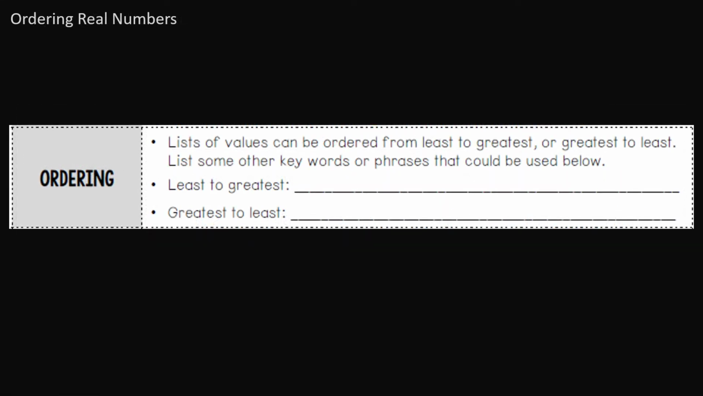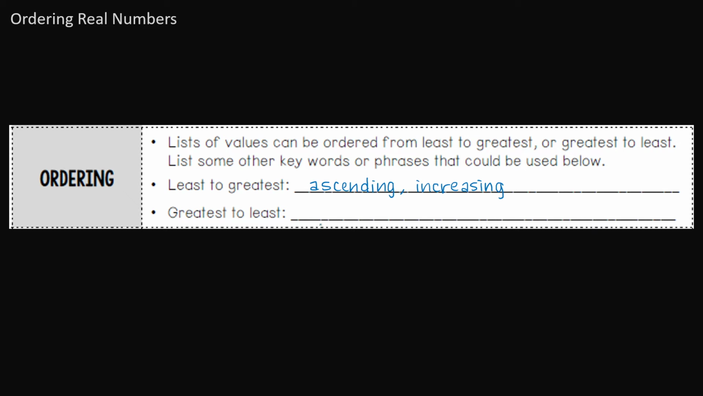Now let's talk about ordering real numbers. Lists of values can be ordered from least to greatest or greatest to least. We are going to list some key words and phrases that can be used instead of least to greatest or greatest to least. Off the top of my head, when I think of least to greatest, I can think of ascending, meaning the numbers are climbing. And I can think of increasing. These are two common ways to say from least to greatest.